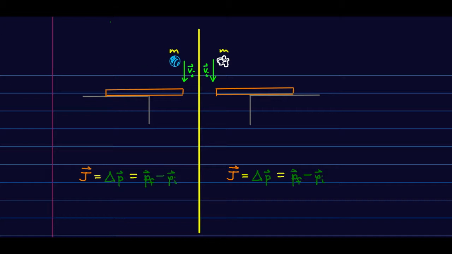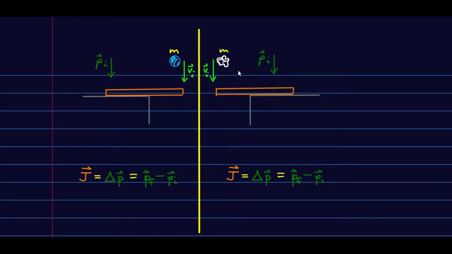So both the ball and the wad were going at the same speed before they hit, and they have the same mass. And so what that means is that we can think in terms of momentum and say that they each had a downwards initial momentum. So there's pi.